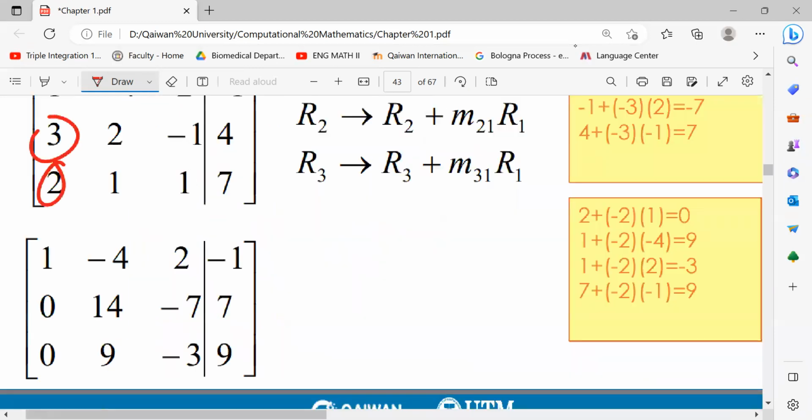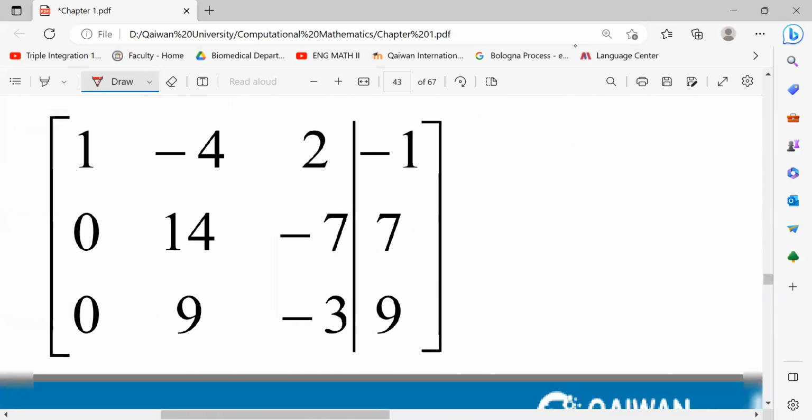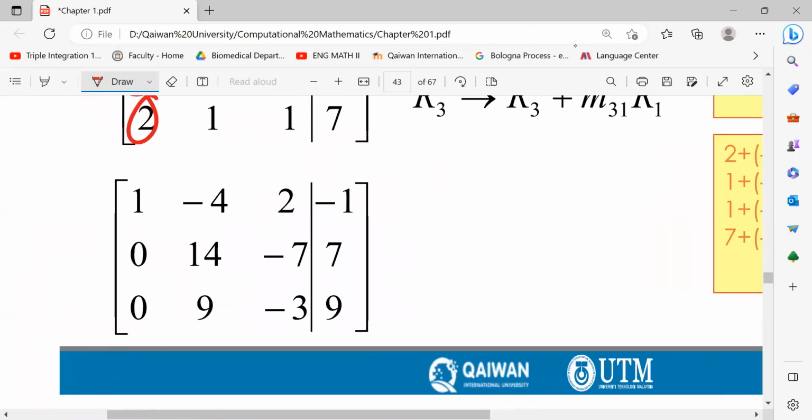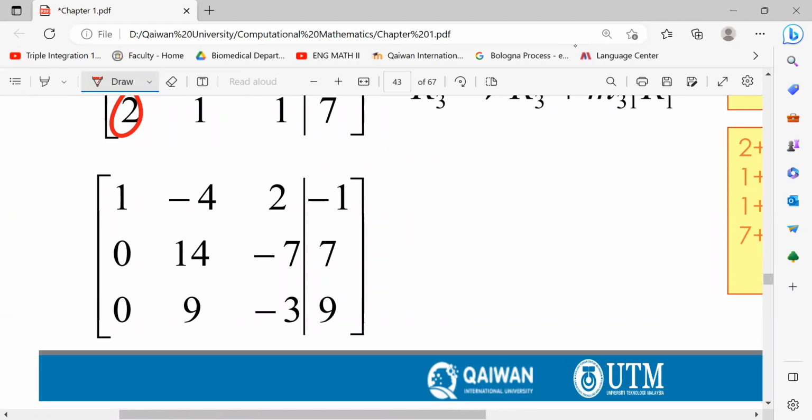Now this becomes 0. Then we go on to the next leading entry. What's the next leading entry? We come to here and go through the elements. We get 14. This 14 is the leading entry. So what if this is 0 and this is 9? What should we do in this case?